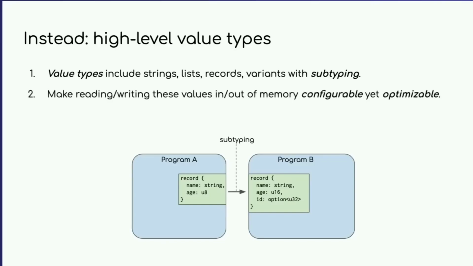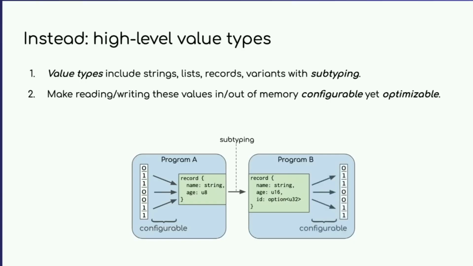Next, we make reading and writing these values in and out of linear memory configurable yet optimizable. So program A gets to specify how those bits turn into the abstract record, and for example, gets to choose the string encoding, whether it's UTF-8 or UTF-16. And program B gets to make the opposite decision. And then because an AOT compiler can see how these things are configured, it can compile this down to do a direct copy and transform directly from A's linear memory into B's linear memory.